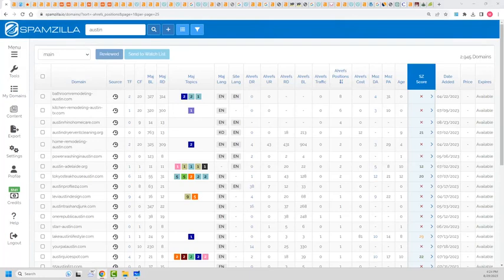Does that make sense? Any questions on that? Clive, put in a support ticket. We could probably work that out.